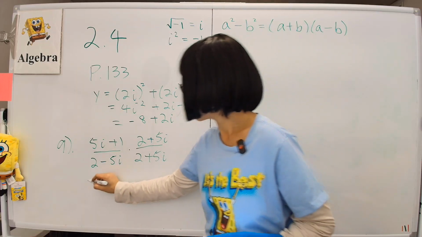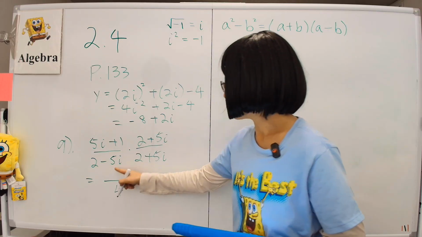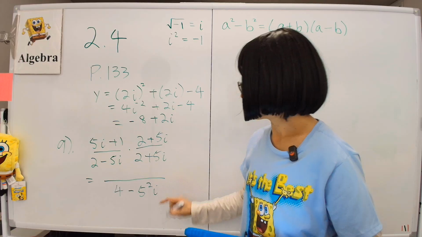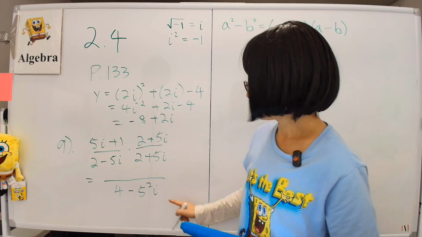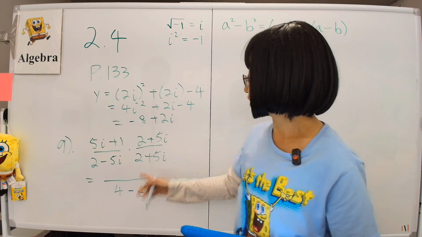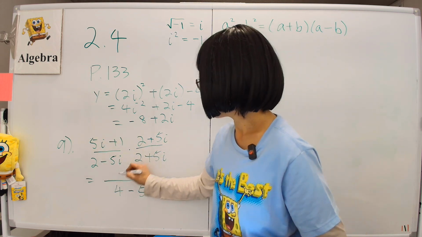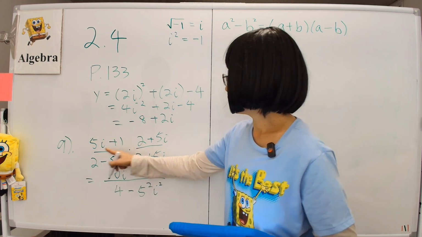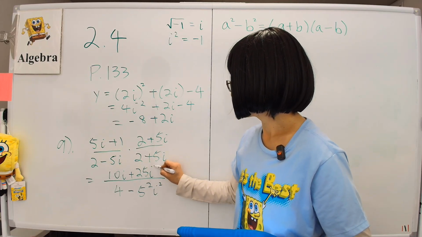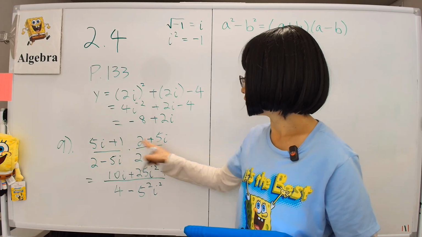And then we just multiply this out. On the bottom it becomes 4 plus 5 squared, because i is also being squared. Anyway, we'll think about that later. Right now we'll do the multiplication: 5i times 2 equals 10i. 5i times 5i is 25i squared. Then 1 times 2 is 2, and 1 times 5i is 5i.